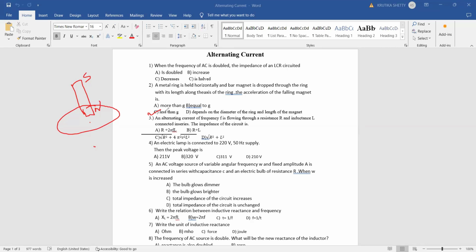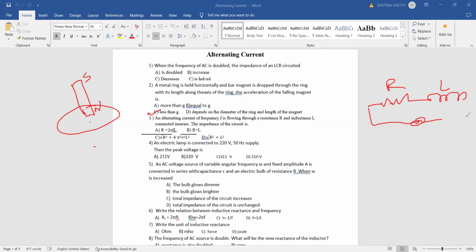An alternating current of frequency F is flowing through a resistance R and inductance L connected in series. The impedance of the circuit is. So what they are saying, an alternating current of frequency F is flowing through the resistance. So in the circuit the resistor is there and the inductor is there. They are connected in series.